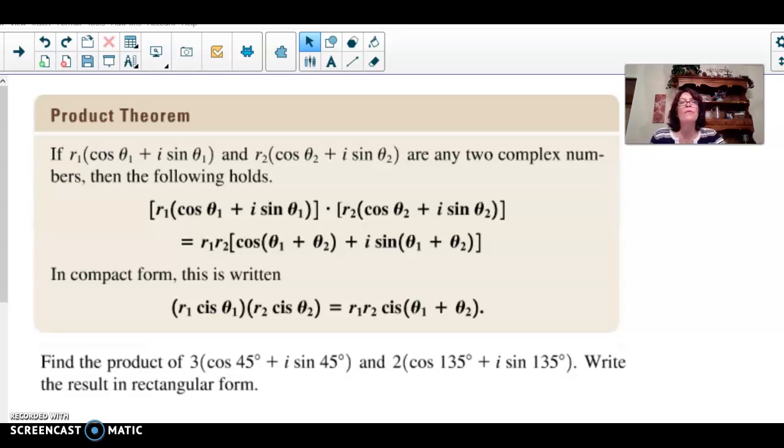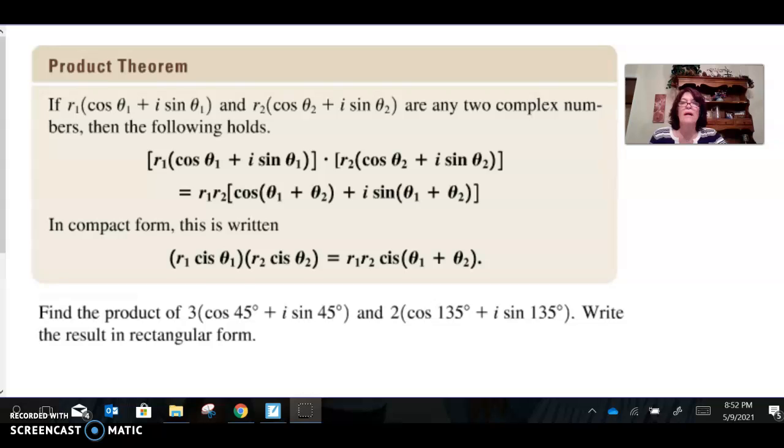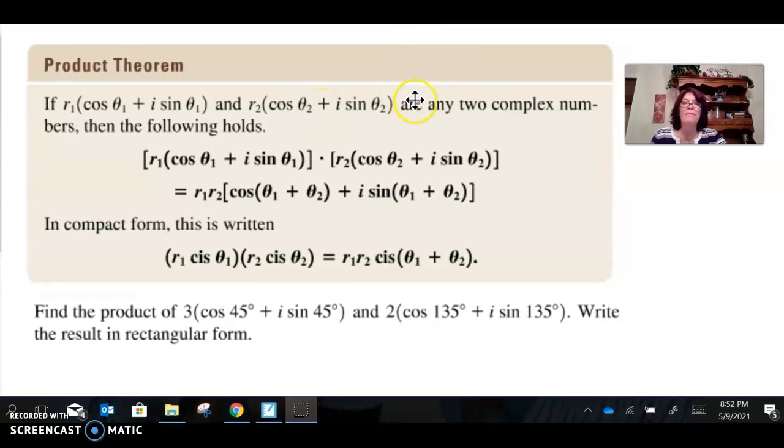Okay, guys, we are gonna go over how to add, multiply and divide these trigonometric forms of the complex number, raise it to a power, and take a root of it. Okay?